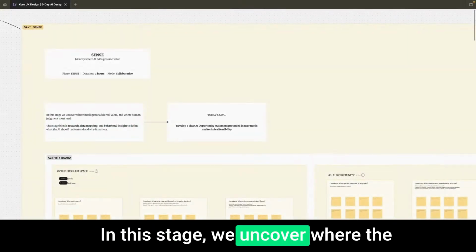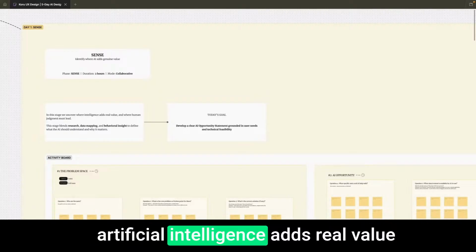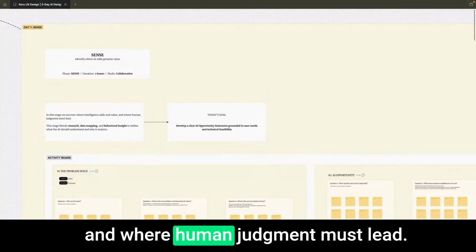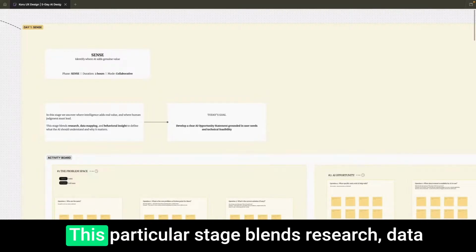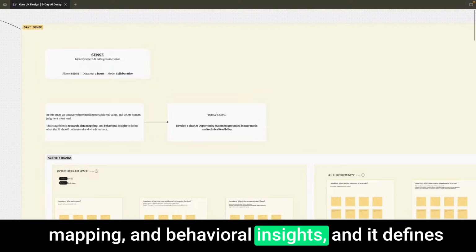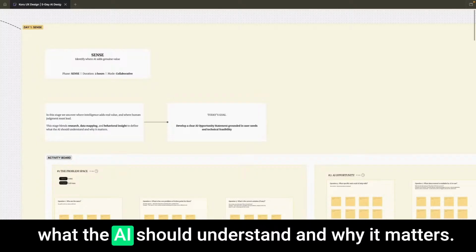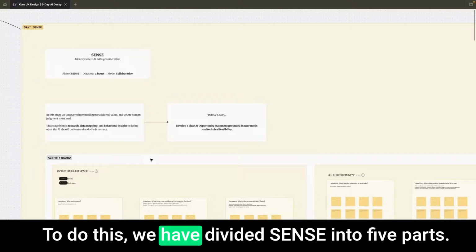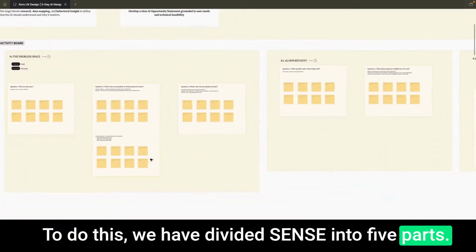In this stage, we uncover where the artificial intelligence adds real value and where human judgment must lead. This particular stage blends research, data mapping, and behavioral insights, and it defines what the AI should understand and why it matters. To do this, we have divided sense into 5 parts.